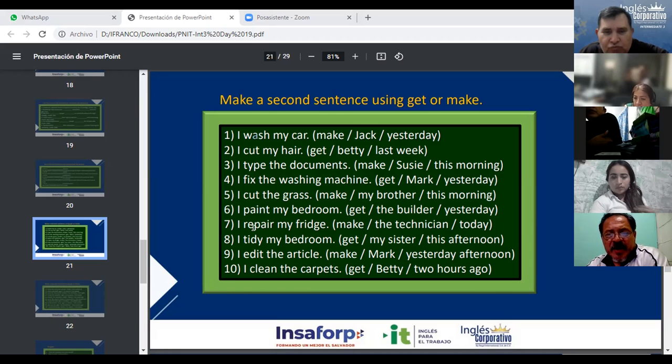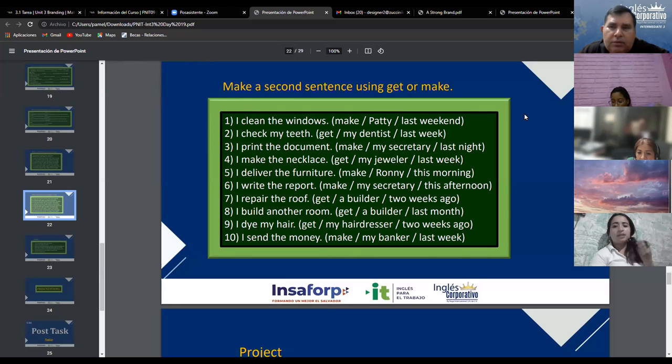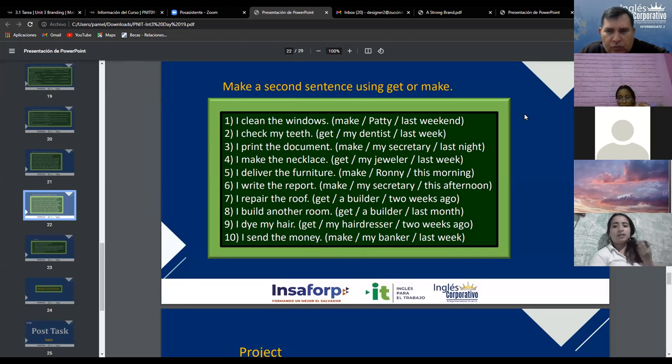I made the technician repair my fridge today. I got my sister to clean my bedroom this afternoon. I made Mark edit the article yesterday.